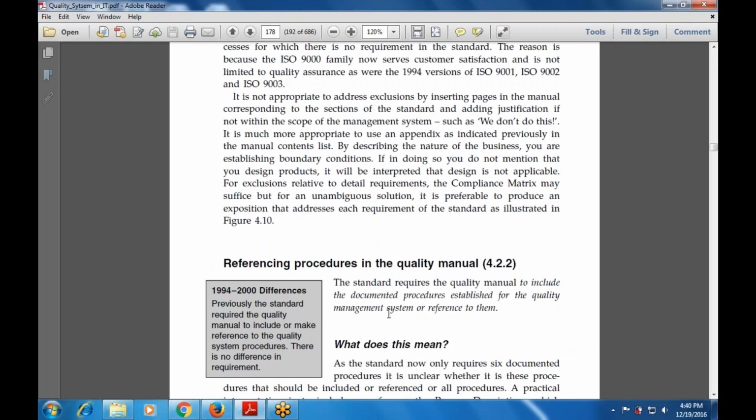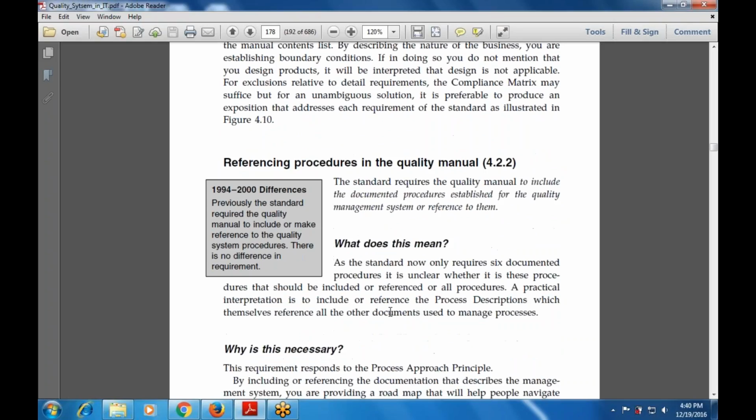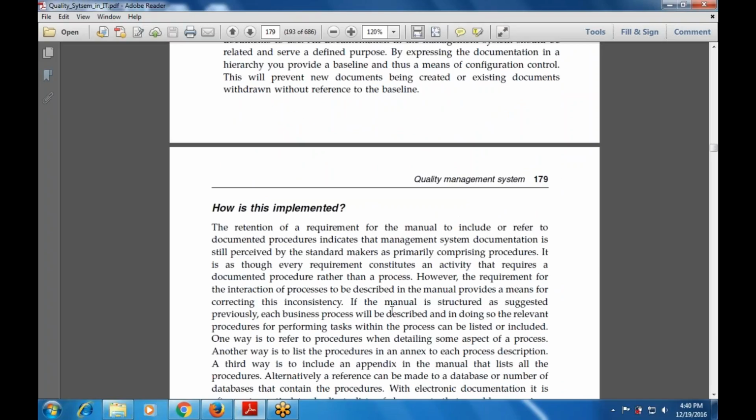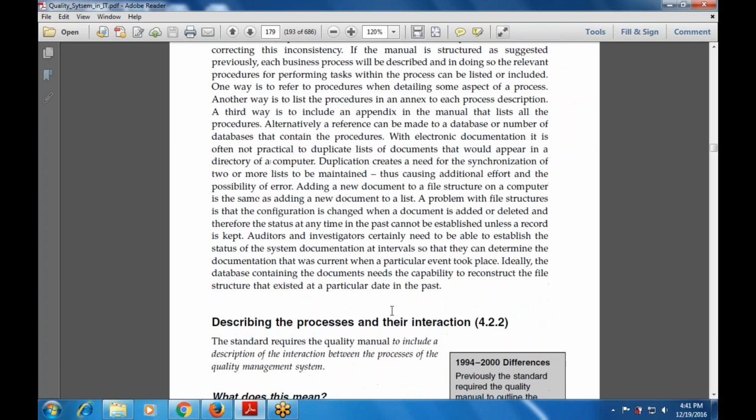Next part is the referencing procedure, which includes the documented procedures established for the quality management system and how we are referring to the quality management system. And why it is necessary, because this leads to the process approach principle. And how it is implemented, same. Whenever there is a retention of the requirement for the manual to include a documented procedure, the management system is achieved by the standard that makes a primary comprising procedures.